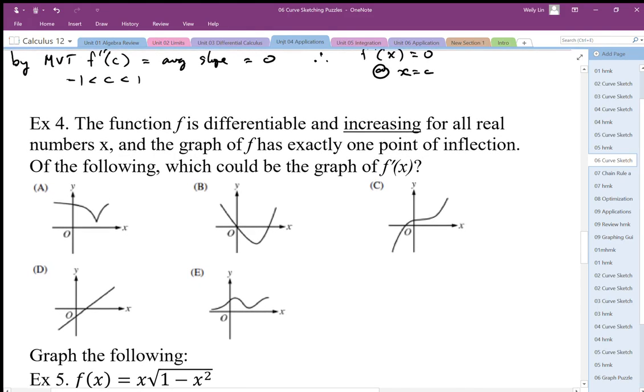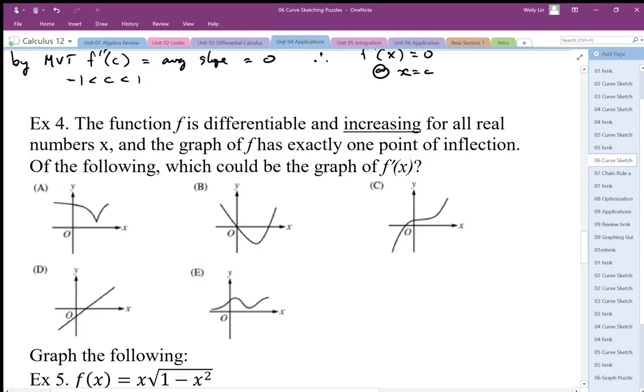is differentiable. That means that f is smooth and continuous, which means that f prime is continuous. Not necessarily smooth, but it's definitely continuous. It says it's increasing for all numbers of x, so it means that f prime is positive, and the graph of f has exactly one point of inflection. Of the following, which could be a graph of f prime?